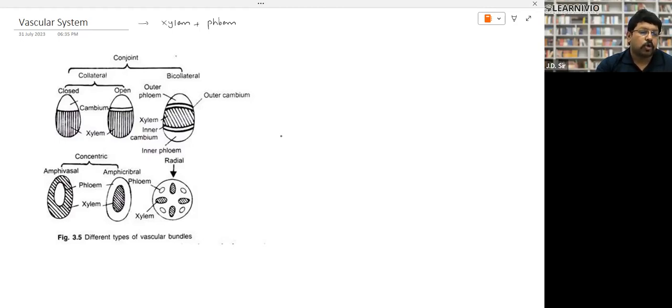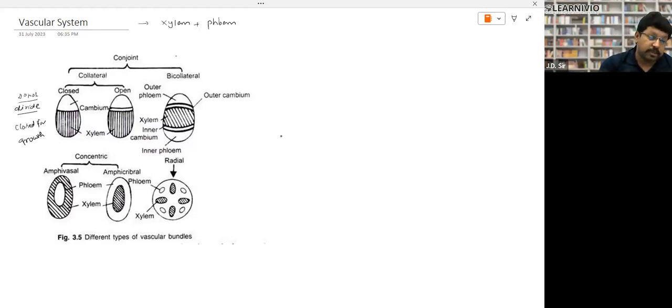What are closed? Closed vascular bundles do not divide. When I say closed, it means they are closed for growth. When vascular bundles are closed for growth, they are called closed. Open vascular bundles can divide and they will grow. So you can refer over here: they are open for growth, open for division.